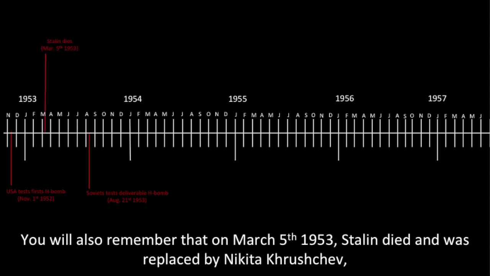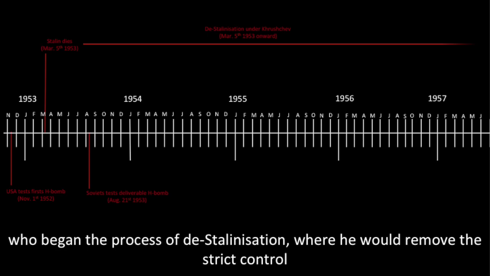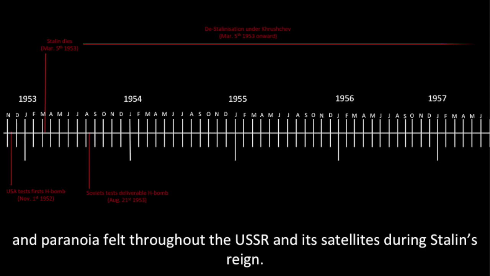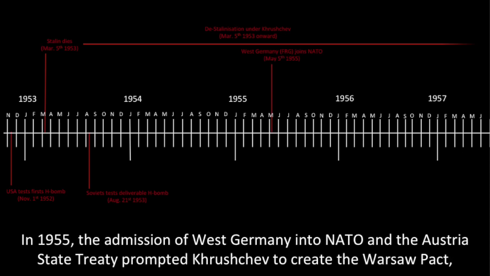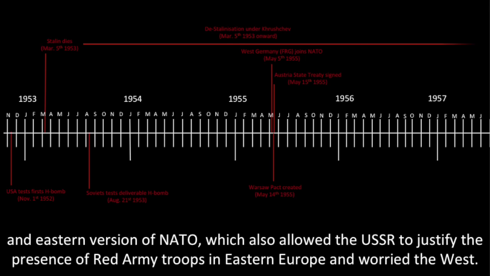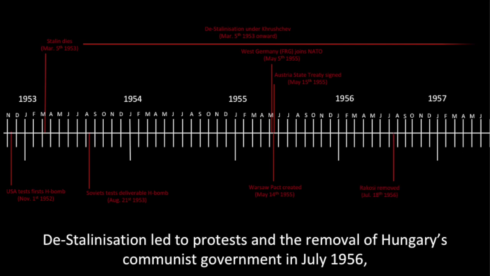You will also remember that on March 5th, 1953, Stalin died and was replaced by Nikita Khrushchev, who began the process of de-Stalinization, where he would remove the strict control and paranoia felt throughout the USSR and its satellites during Stalin's reign. In 1955, the admission of West Germany to NATO and the Austrian State Treaty prompted Khrushchev to create the Warsaw Pact, an eastern version of NATO, which also allowed the USSR to justify the presence of Red Army troops in Eastern Europe and worry the West.